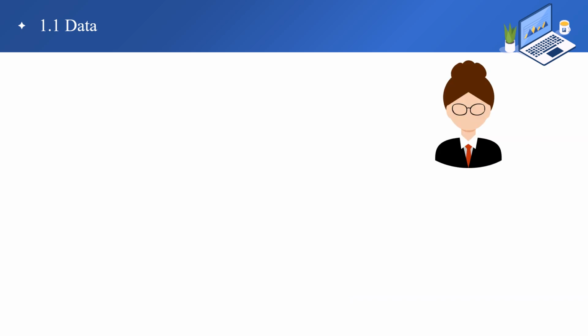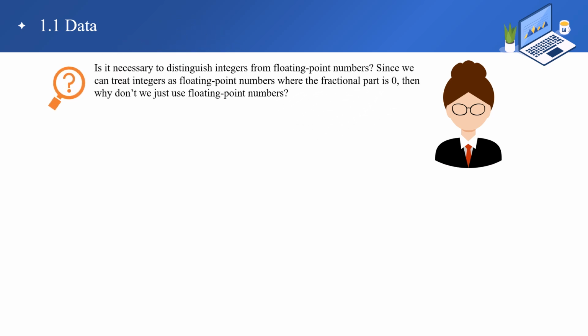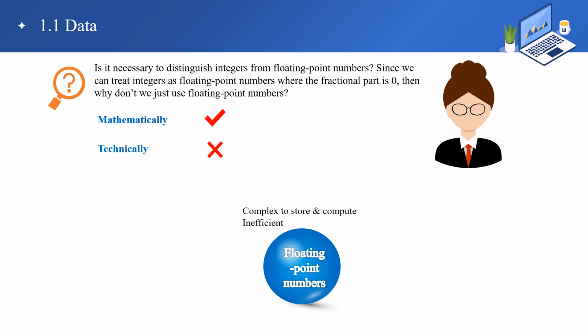Is it necessary to distinguish integers from floating point numbers? Since we can treat integers as floating point numbers where the fractional part is 0, then why don't we just use floating point numbers? It is mathematically okay. But there are technical problems for computers to perform the related operations.